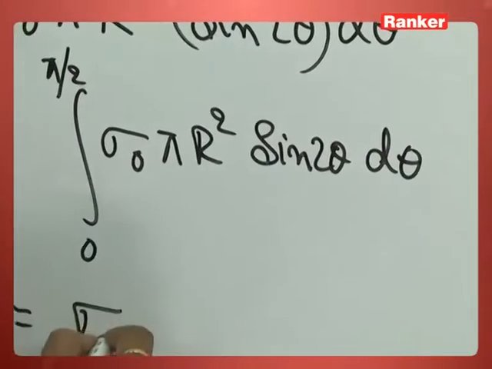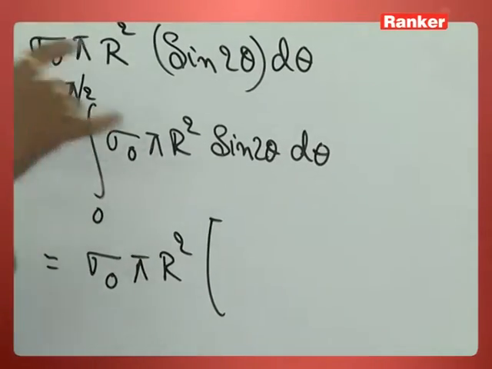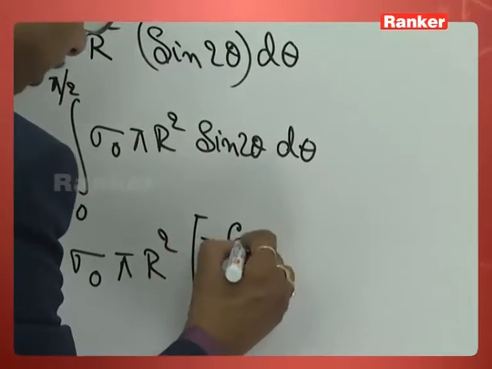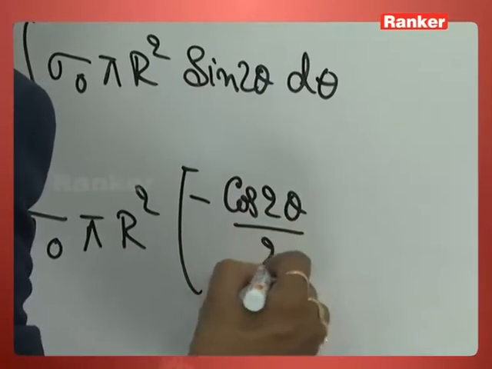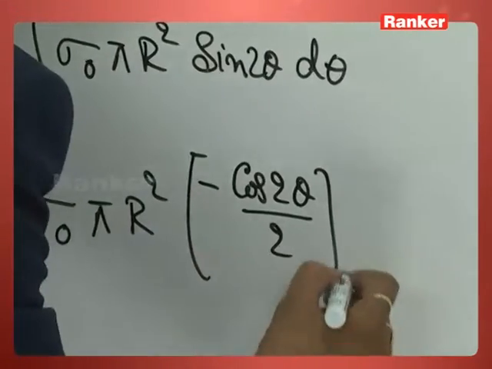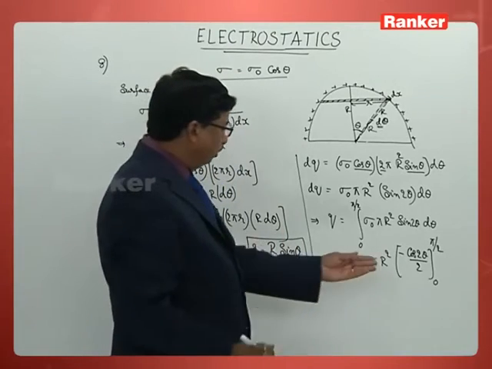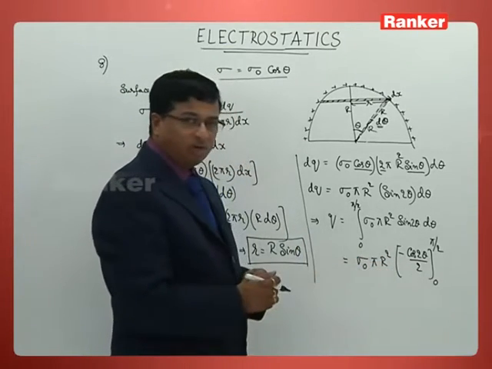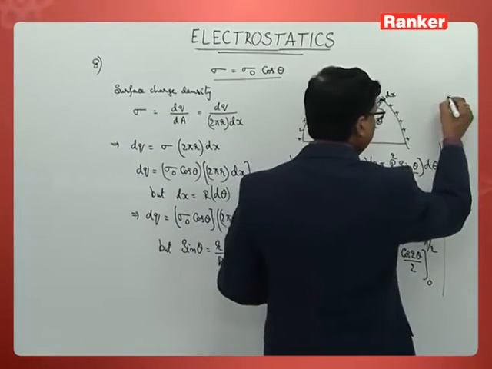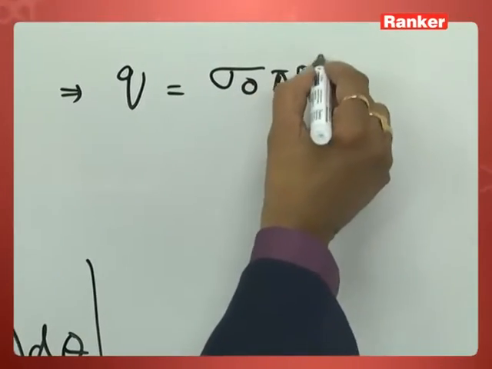Sigma naught is constant, pi constant, r square constant. Sin 2 theta d theta now becomes minus cos 2 theta by 2, in between the limits 0 and pi by 2. That is the concept, and you can certainly understand it too. You can bring it out now. So what is now going to be the result? It is now q is equal to sigma naught pi r square by 2.